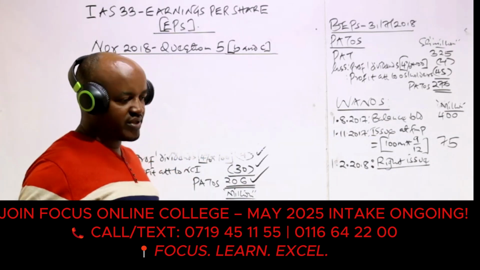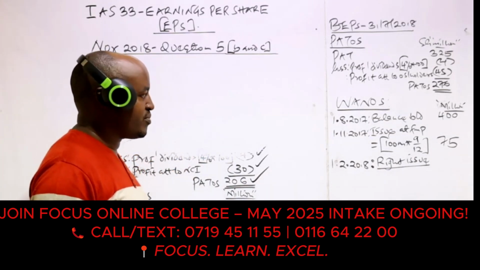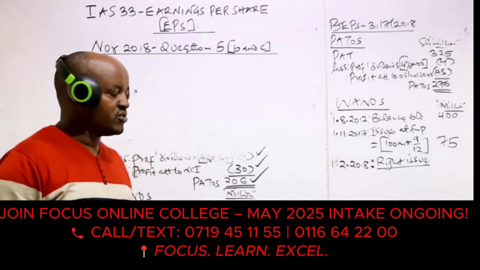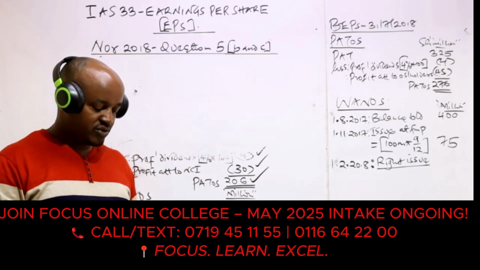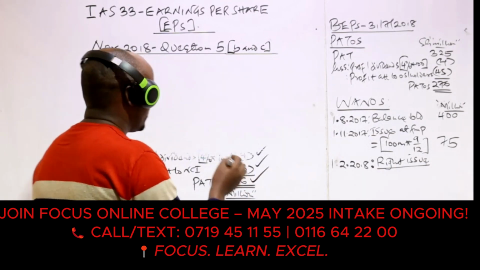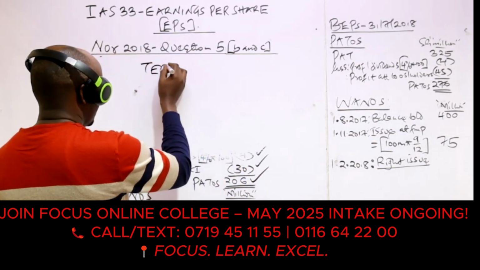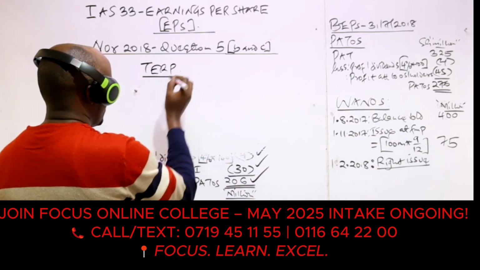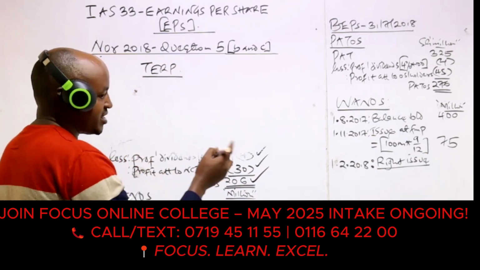In this case, for us to split these shares into two components, we need to determine how many shares were issued during the right issue. In our case, we are told the shares issued during the right issue were 150. And number 2, we compute something known as the theoretical X-right price. So how do we compute this theoretical X-right price in our case here?